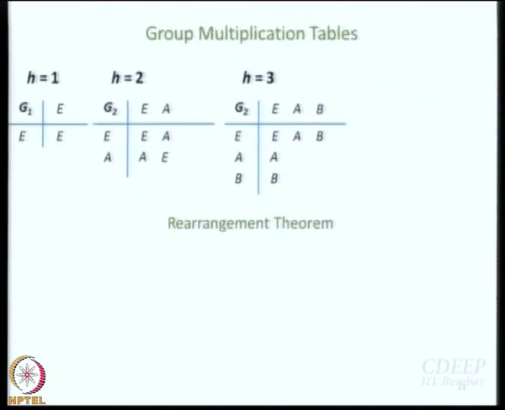Because there is something called the rearrangement theorem. Okay? The rearrangement theorem says that each row and each column lists each group element once and only once. You cannot have an element that is missing in a row. You cannot have an element missing in a column. You cannot have a row or column which does not have an element.